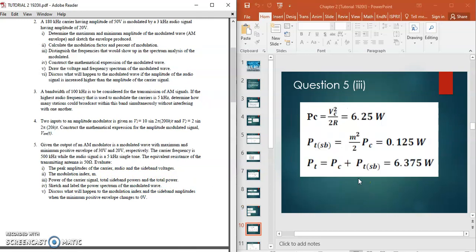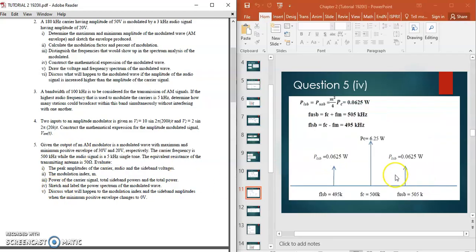Now 5.3. The carrier signal power, P carrier equals Vc squared over 2R. You put all the values here, you got 6.25 watt. For the sideband, P transmit sideband equals m squared over 2 times PC. You got the formula. And then power transmit equals PC plus P transmit sideband. So you got this formula.